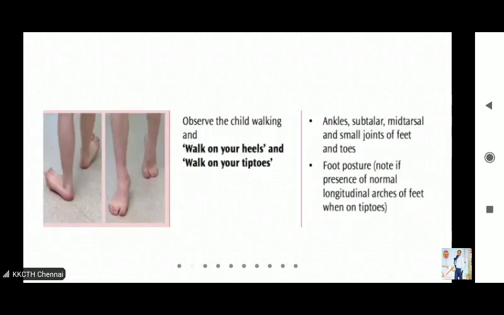Observe the child walking. Ask the child to walk on the heels and tiptoes. This is particularly to detect arthritis of the ankle and midfoot arthritis. By doing this, you're looking at the ankle, subtalar, mid-tarsal, and small joints of the feet, and also look at the foot posture, particularly looking for the presence of arches. Flat feet may indicate the presence of hypermobility.